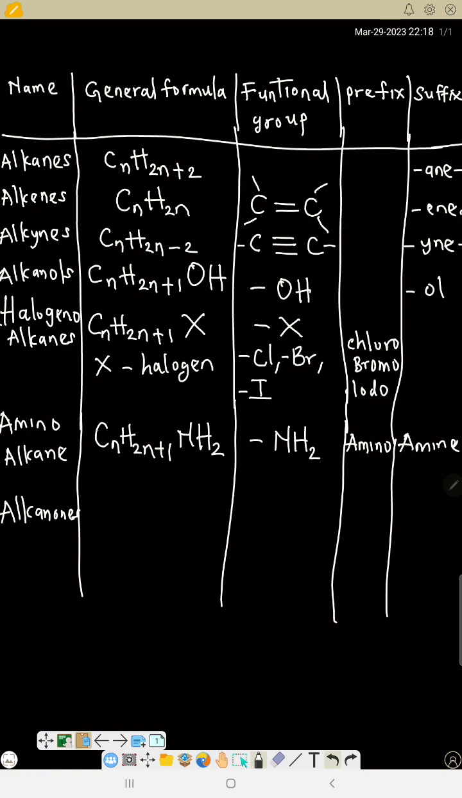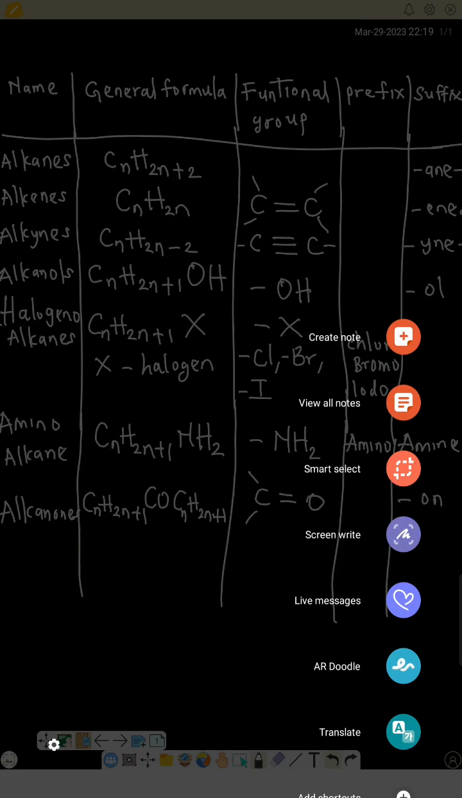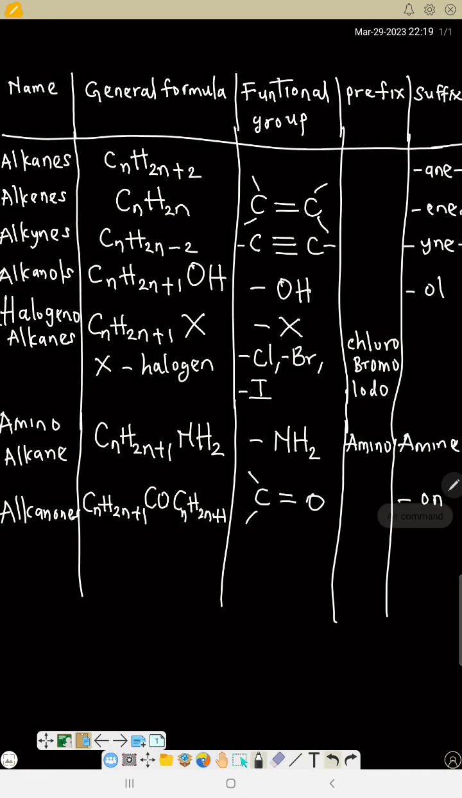Alkanones. So the general formula is CnH2n plus 1 CO CnH2n plus 1. So that is alkanone. The functional group is CO. Then the suffix is ONE. So we add ONE.